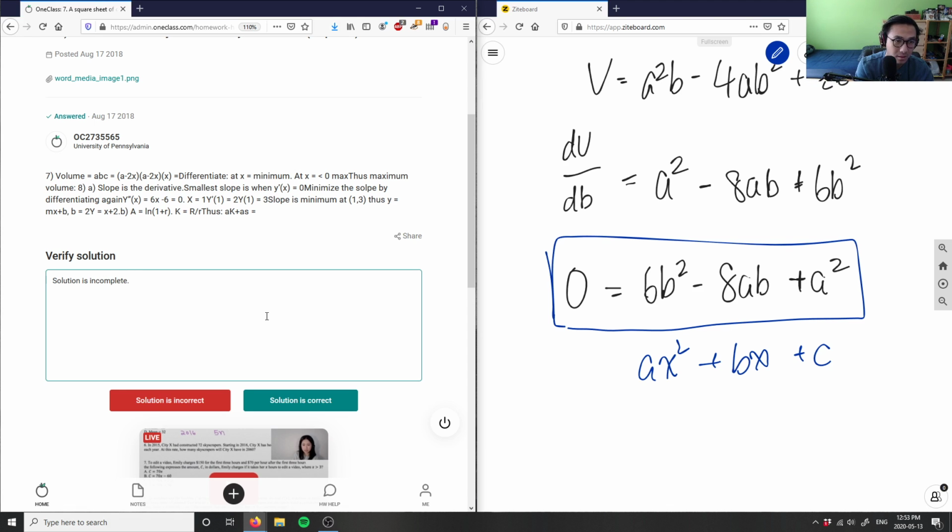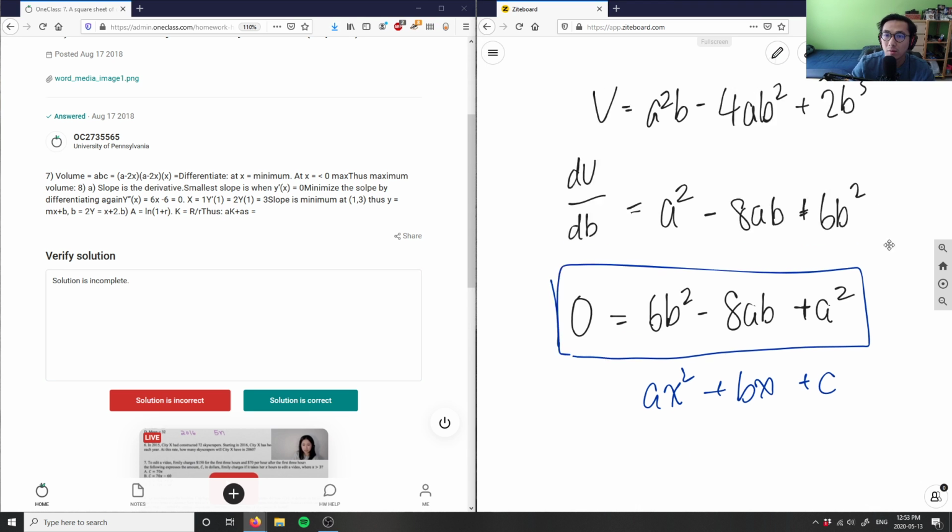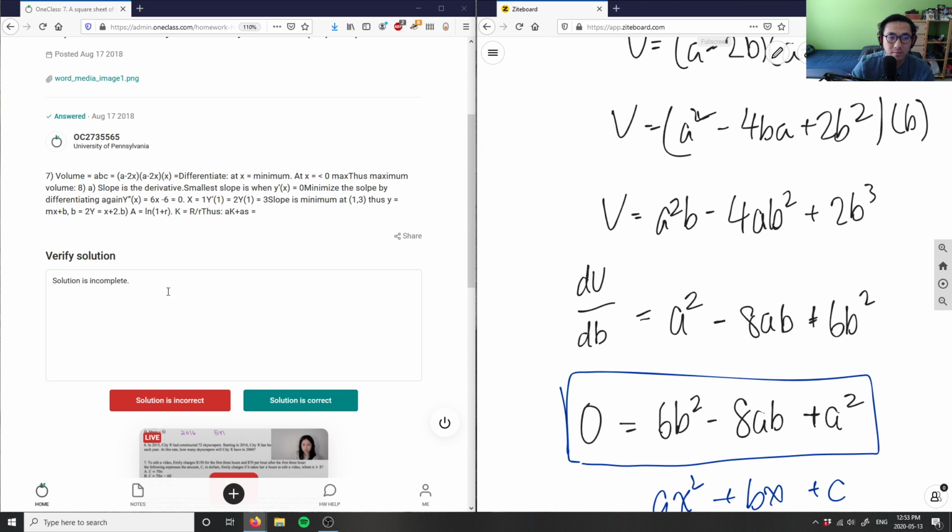And then I'm going to say here what I got was, v here would equal basically a squared times b minus 4ab squared plus 2b cubed. And then dv over db would equal a squared minus 8ab plus 6b squared. And then I can basically set this equal to 0.